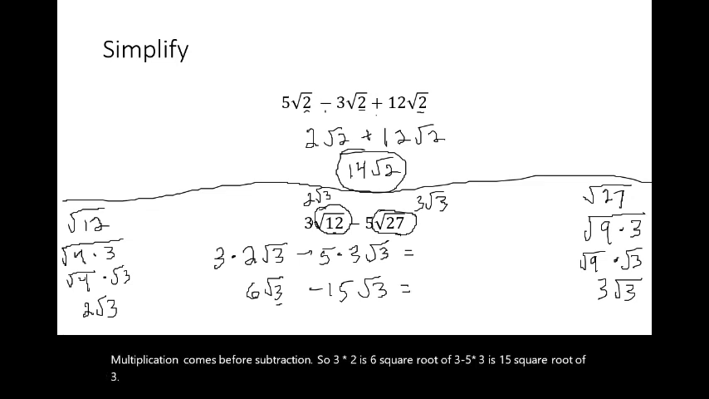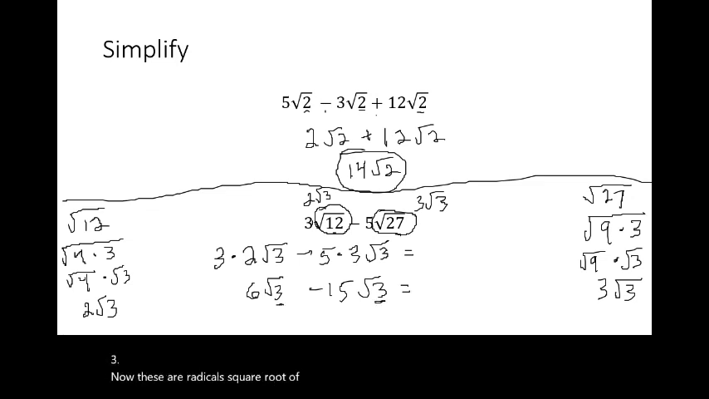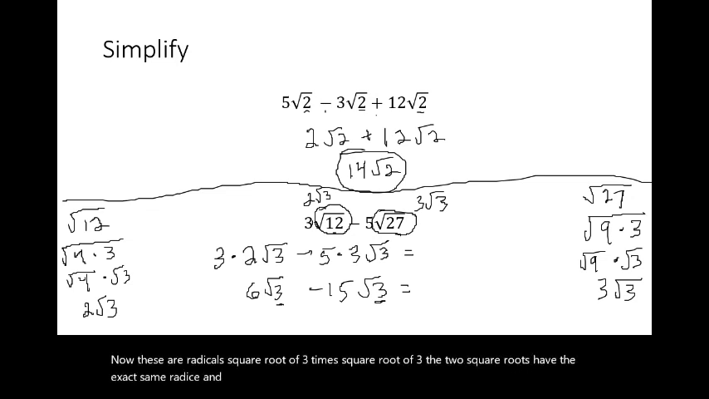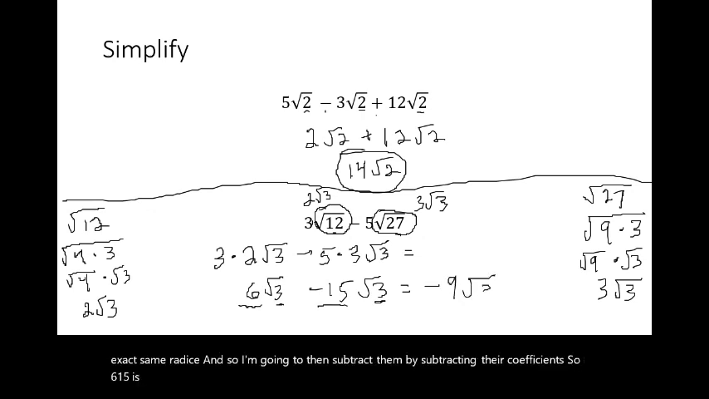Now these are like radicals. Square root of 3, square root of 3. The two square roots have the exact same radicand, so I'm going to then subtract them by subtracting their coefficients. So 6 minus 15 is negative 9 square root of 3, and then that is going to be my final answer.